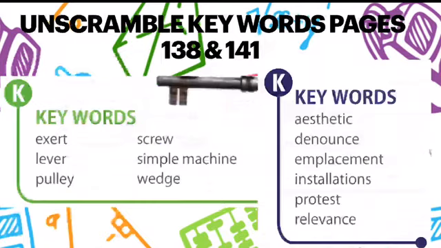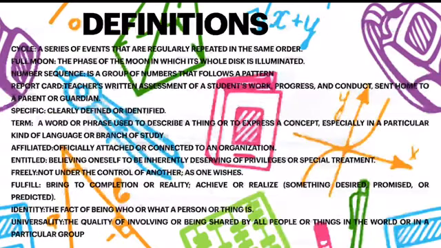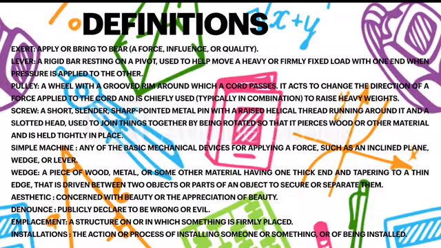Okay, these are the keywords from the unscramble activity. They're right here. It's easier for you to take a look at them and then do the activity. Now I included definitions of all these keywords that I just mentioned. Here are the definitions. I need you to take a look at them. Observe what each is about.